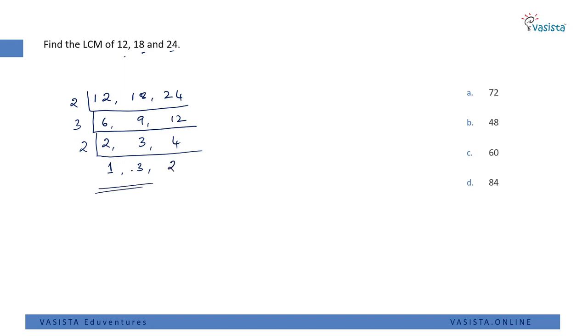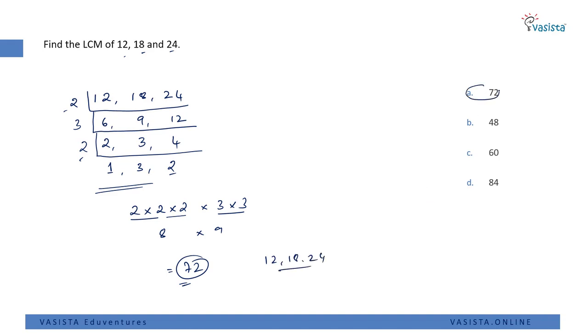Now if you multiply these things, you are going to get the LCM. That is going to be 2 into 2 into 2, 3 2s are there, and 2 3s are there. So 2 2s are 4, 4 2s are 8, 3 3s are 9, 8 9s are 72. So the LCM of 12, 18 and 24 is 72. Option A is the right one.